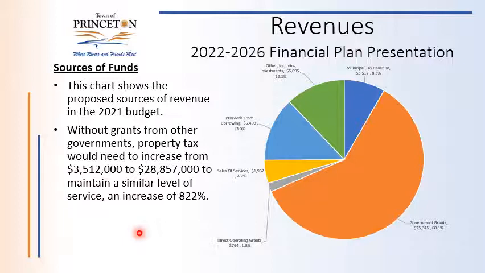These are the sources of funds. This is also broken down in Schedule B. You may recall that when we went over just after the consolidated financial plan. You'll see that government grants are a huge portion, 60% of our current revenue plan for the municipality.